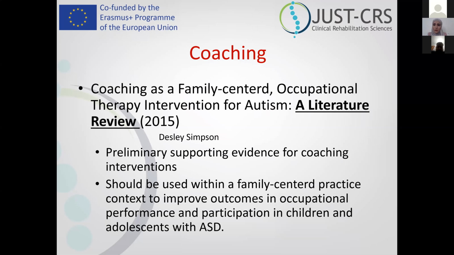Empowering caregivers is very important in occupational therapy, as there's a trend that supports family-centered practice. If we support caregivers, we make sure that they bring the interventions that therapists suggest for their children at home or in natural context. So this is a study specifically related to OT, and it shows preliminary supporting evidence for coaching interventions, and it used family-centered interventions around the child's daily routine and activities.